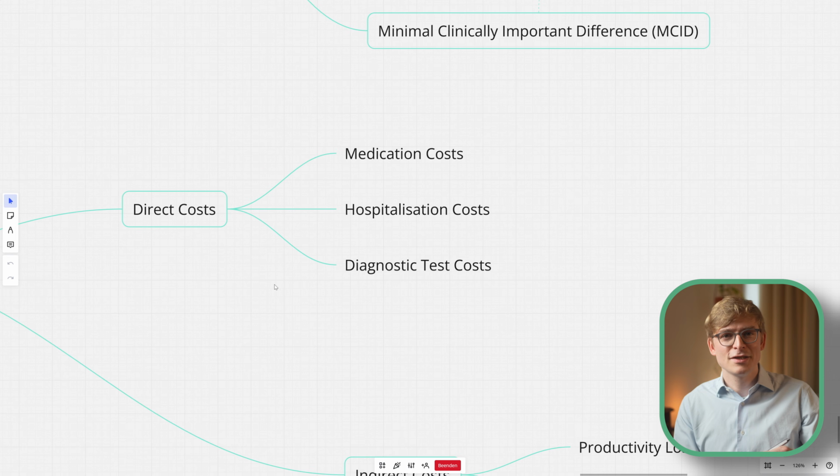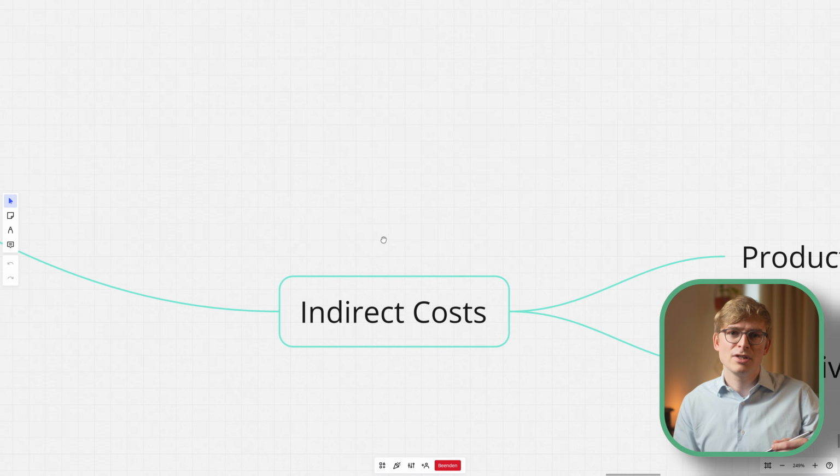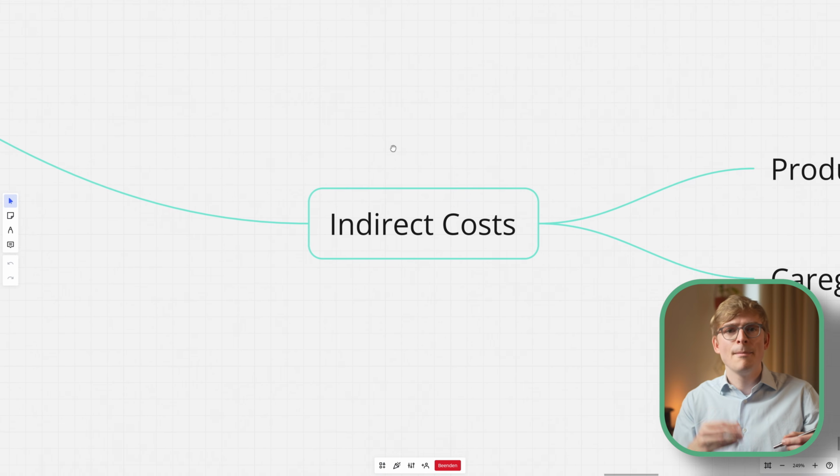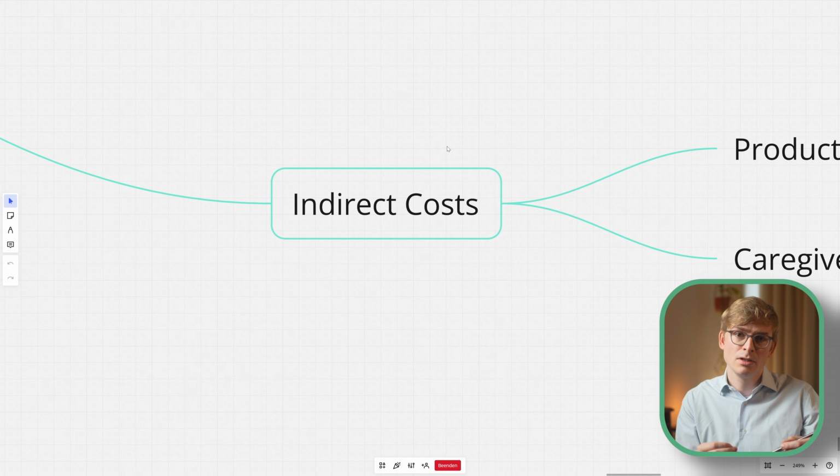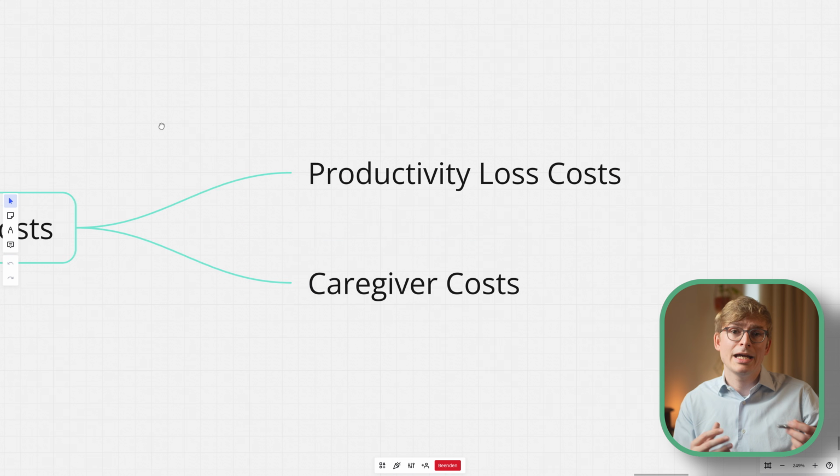condition. In contrast to this, indirect costs refer to the costs that are not directly tied to medical care, but arise as a consequence of a disease or health condition, such as productivity loss or caregiver costs.